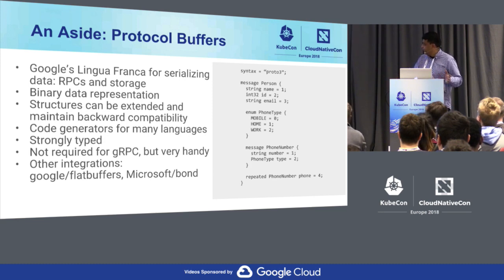There are other integrations of gRPC with FlatBuffers and Microsoft Bond, and those are in open source if you want to see. Protocol buffers has a rich data type system, and you can see over here that there is a message with some enumerated types and then some repeated messages being specified as a list or array of messages.